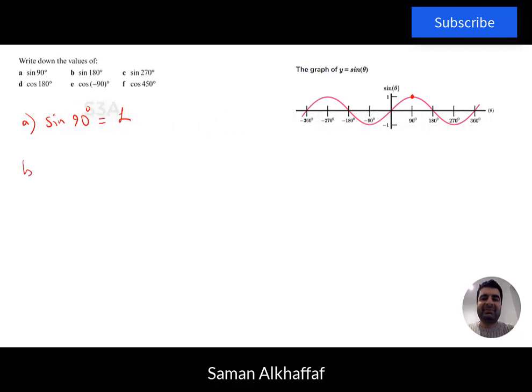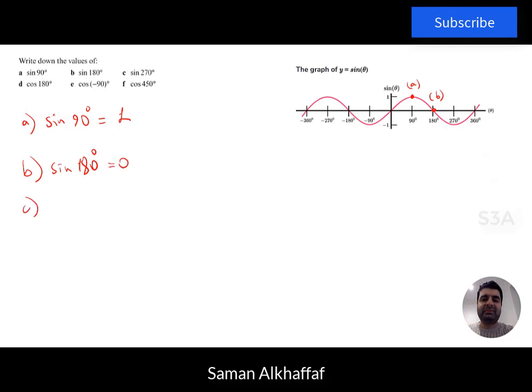Now we look at sine of 180. So we pay attention to the sine graph, and that tells us that sine of 180 is 0. 180 degrees is equivalent to 0.